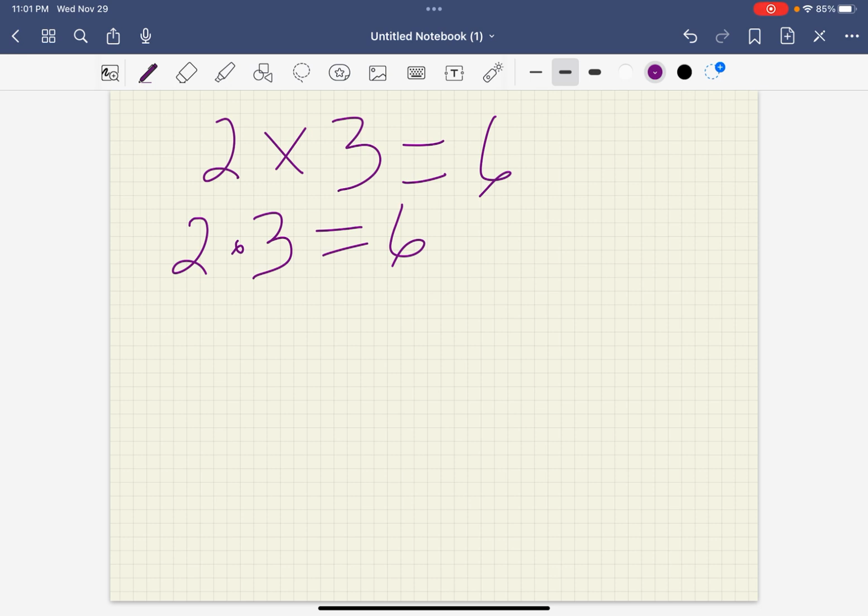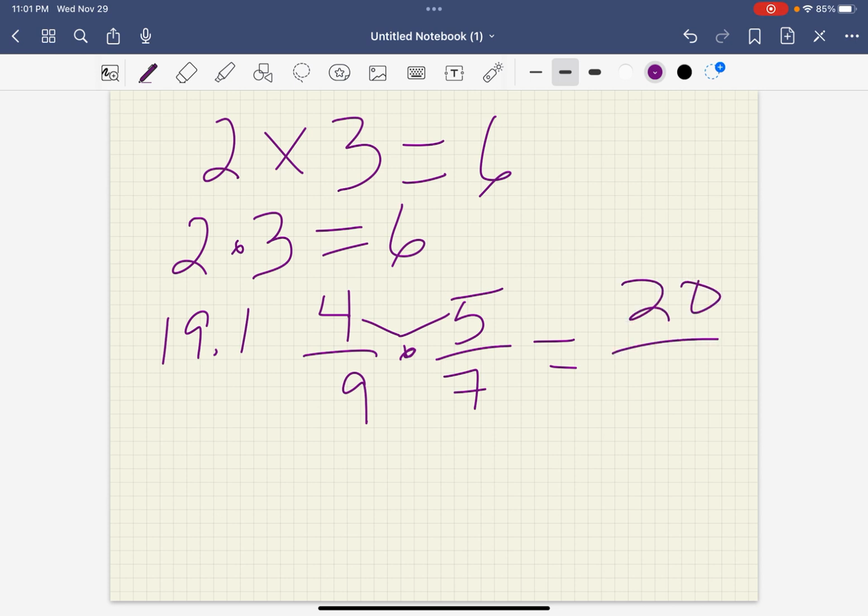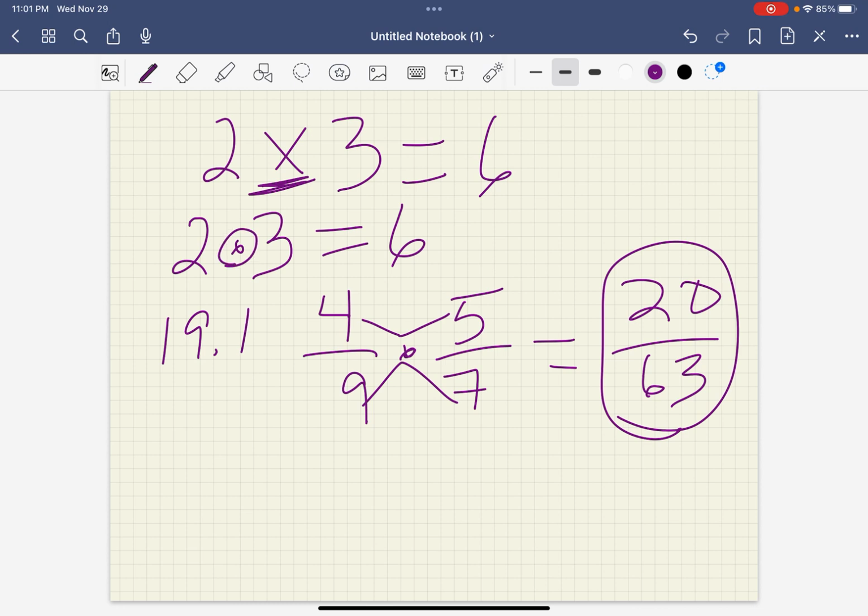So the first example, 19.1, 4/9 times 5/7. And we did multiplication of fractions in one of the last lessons, so we just multiply straight across. So 4 times 5 is 20, over 9 times 7 is 63. And that doesn't reduce, so that's the answer. So the only difference in this is that instead of using an X for multiplication, we use a dot.